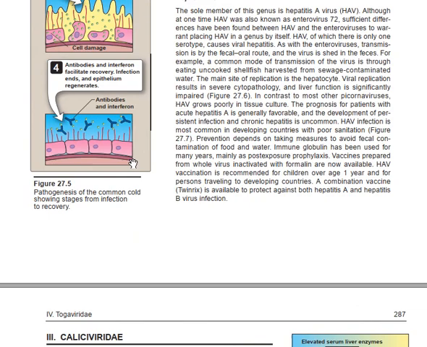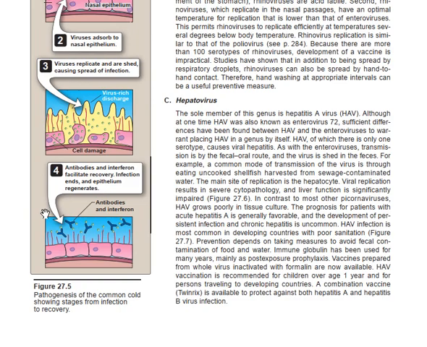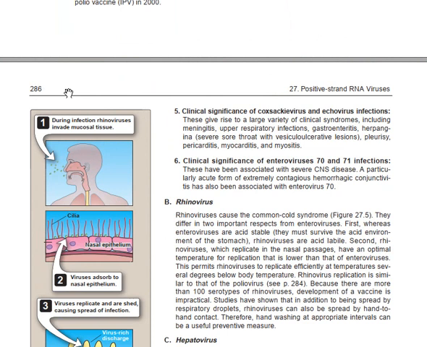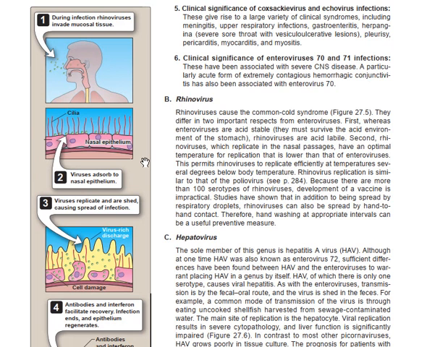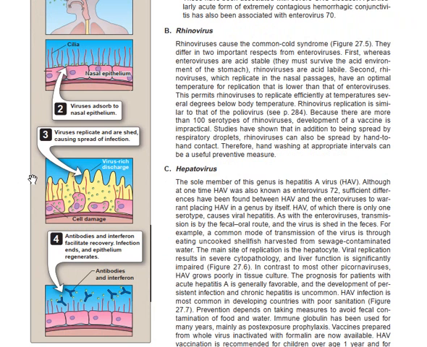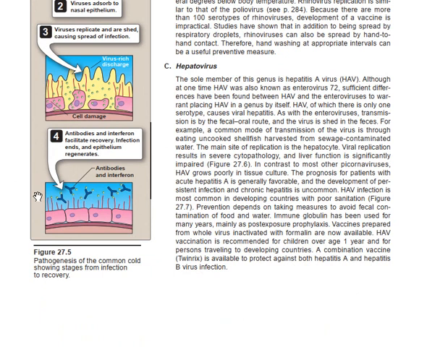So the next one, you have pathogenesis of the common cold, showing stages from infection to recovery. So this is what's going to happen during infection with the rhinovirus. So with common cold, it is mostly due to rhinoviruses. It's going to invade the mucosal tissue. So when you invade the mucosal tissue, you have virus adsorbed to the nasal epithelium. Then later on, the virus is going to replicate and shed, causing the spread of infection. Then antibodies and interferons facilitate the recovery of the infection and the epithelium regenerates.